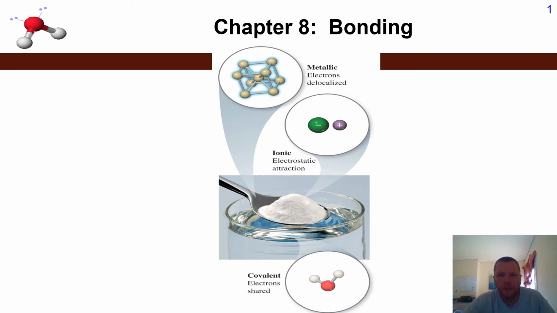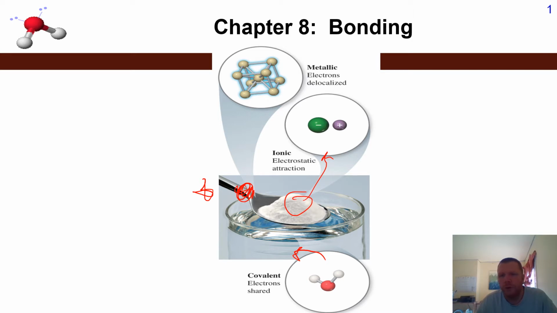So now I'd like to get into what is maybe one of my favorite chapters, and that is chapter number 8. This is all about bonding. Now, this first figure right here shows you a couple of different things. One, it compares and contrasts the material. So this spoon is a metallic substance compared to this powder right here, which is an ionic compound. And then the water, the solvent into which you're about to drop this ionic substance.